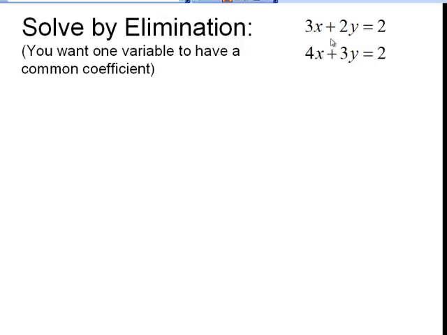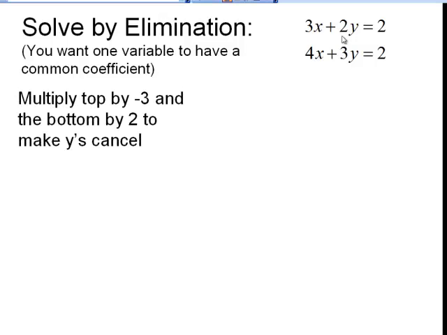Just another problem. This one, you can't just multiply by a single number. You have to multiply the top and the bottom. Top by negative 3, bottom by 2. That's going to make the y's cancel. Again, top by 3 times 2 is 6, bottom by 2 times 3 is 6. I happen to pick the top one as the negative one.